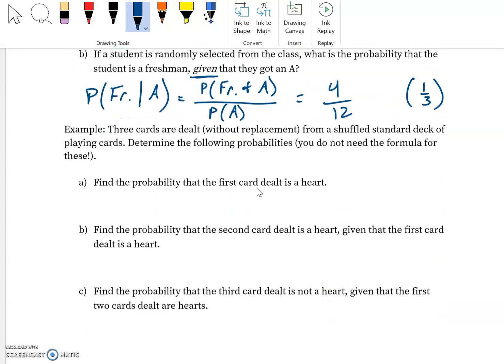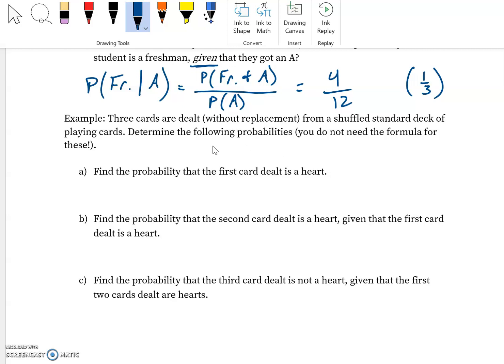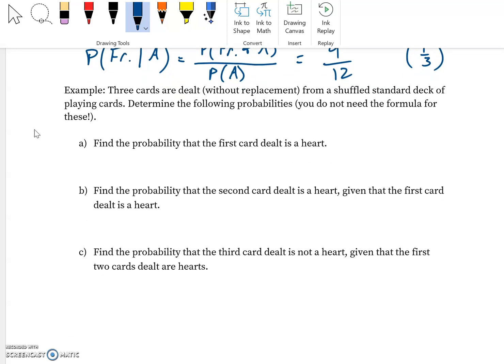So we got 3 cards are dealt without replacement from a standard deck that's been shuffled. So one thing to note is that, yeah, a lot of times in this course, we're going to use dice, we're going to use coins, we're going to use decks of cards. So if you're not very familiar with decks of cards, it's always good to remind yourself what's going on in the deck of cards. So we have 52 total cards.